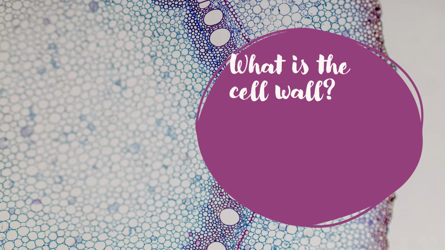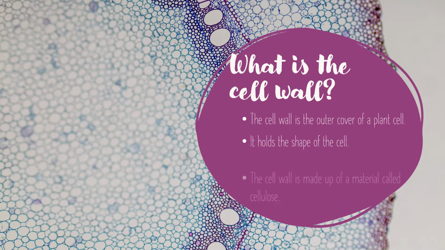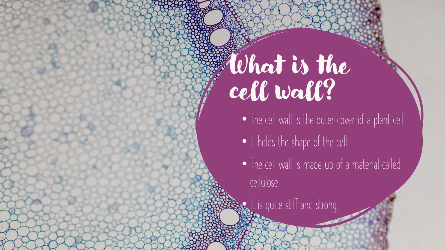What is the cell wall? The cell wall is the outer cover of a plant cell. It holds the shape of the cell. The cell wall is made up of a material called cellulose. It is quite stiff and strong.